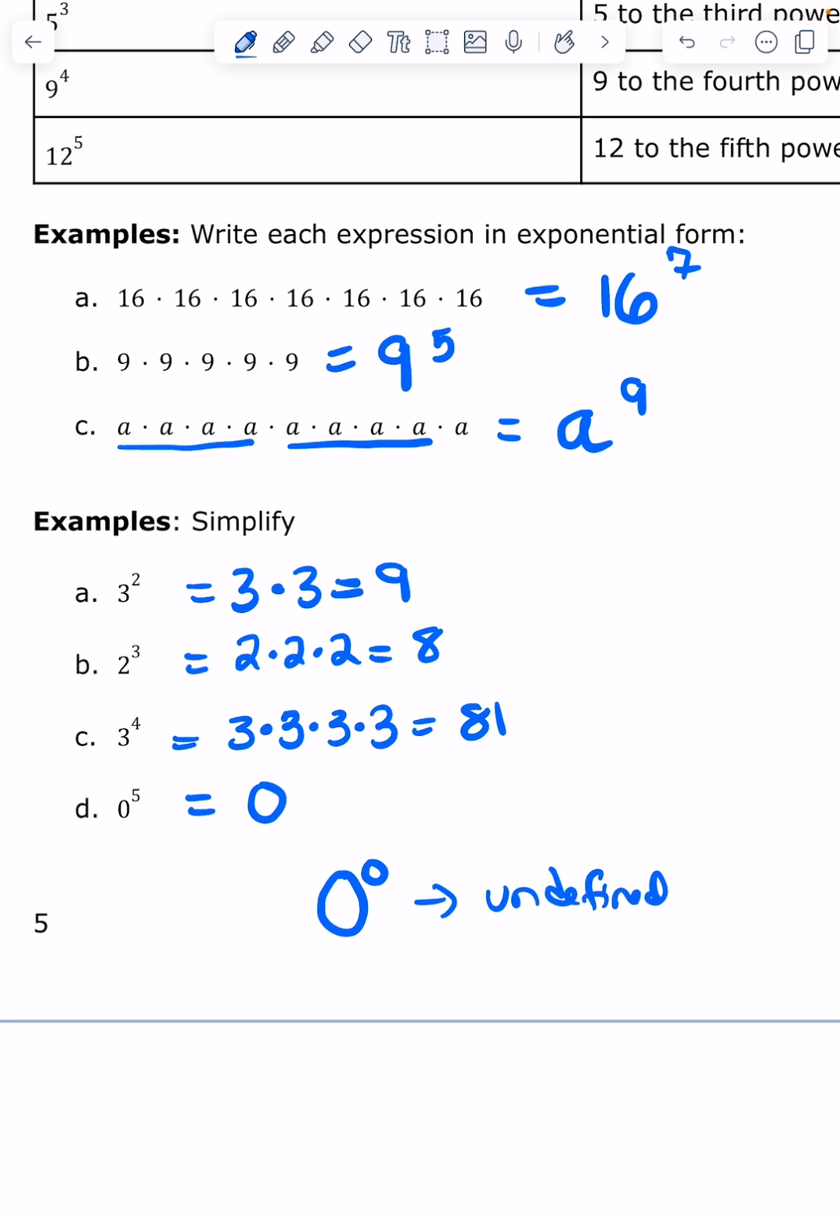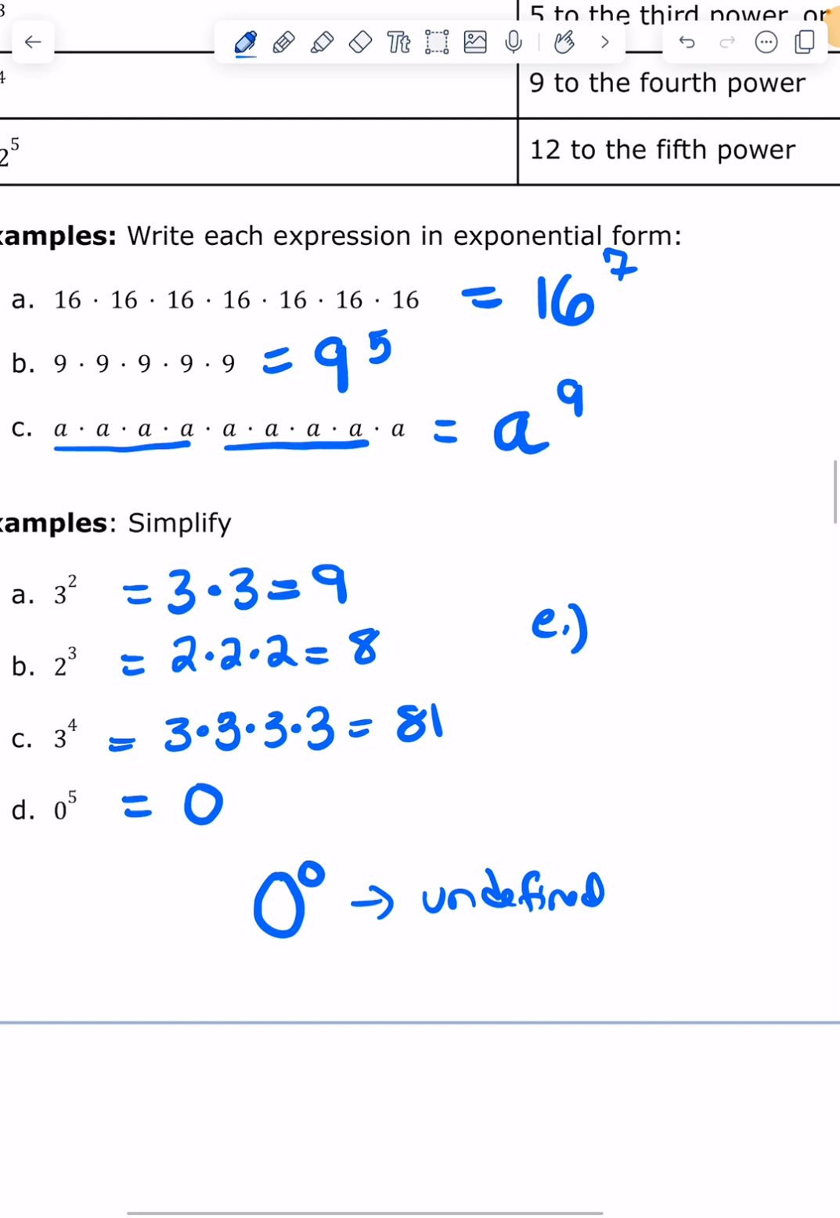But yeah, so I'm going to add a little example in here. E, I'm going to say 4 to the 0 power, and that's 1. I don't know if that's going to come up at all, but anything to the 0 power except for 0 is equal to 1.